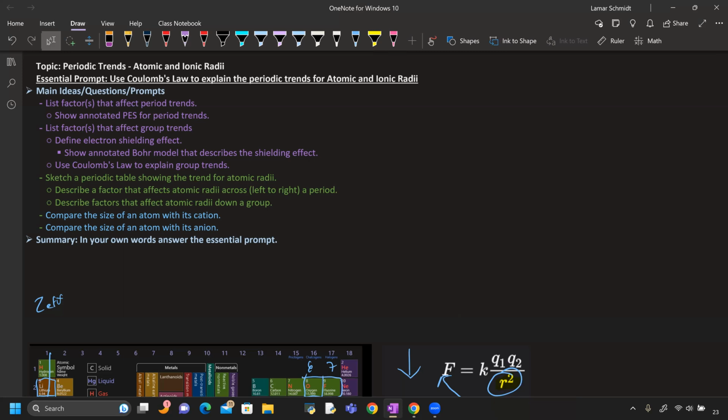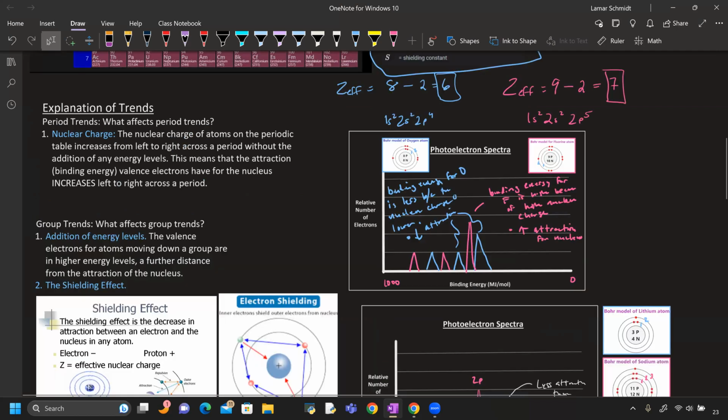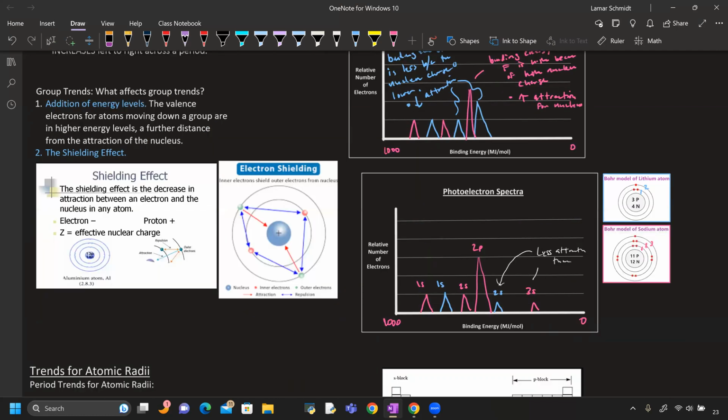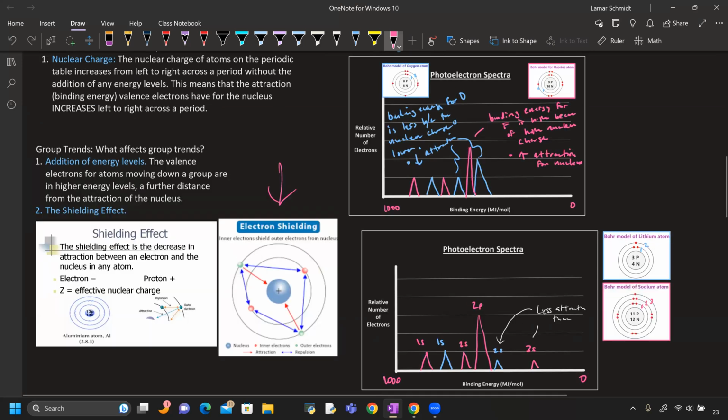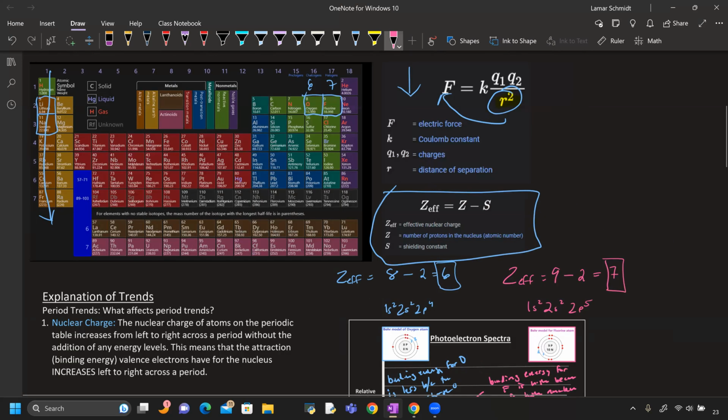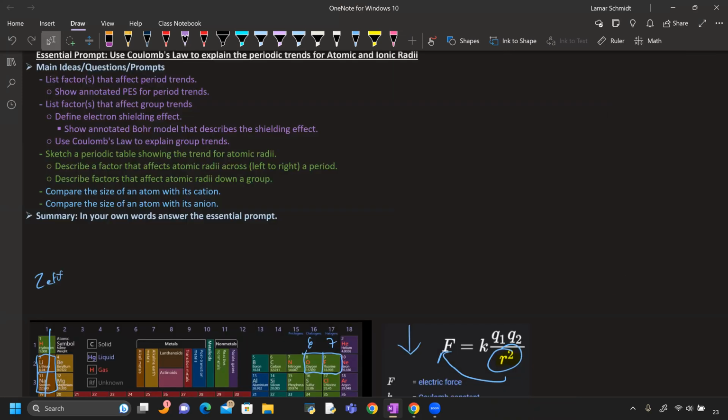Show an annotated Bohr model that describes the shielding effect. So when I say the annotated Bohr model, I want you to show this picture here, but I want you to write information in there that lets me know that you know that there is attraction. The attraction the valence electrons have for the nucleus is reduced due to the repulsion of the core or inner electrons. All right, and so make sure you add those things, and then use Coulomb's law to explain group trends.